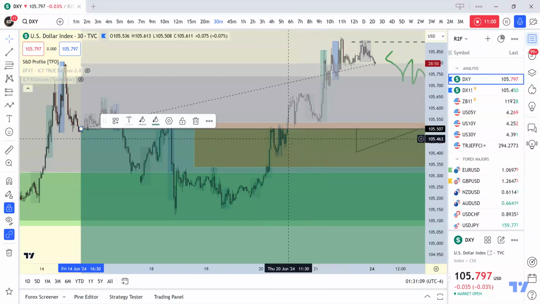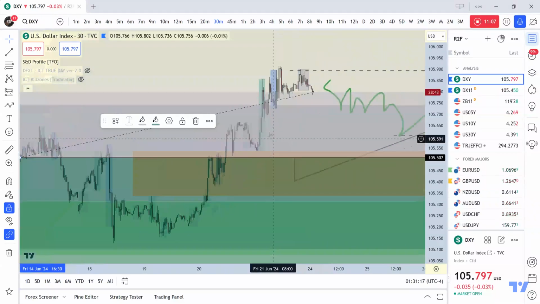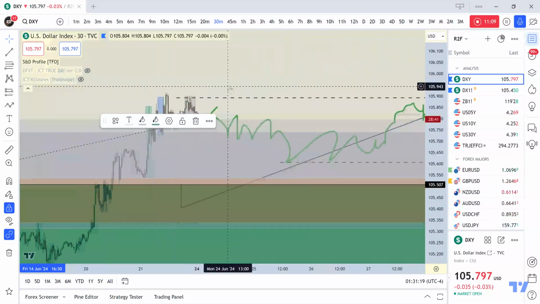Yeah. I think maybe this area, at most maybe this order block, slightly under it. I mean, just from experience.